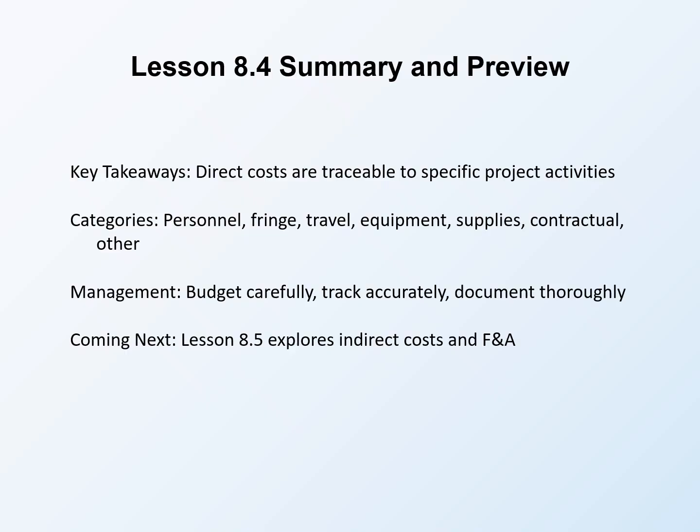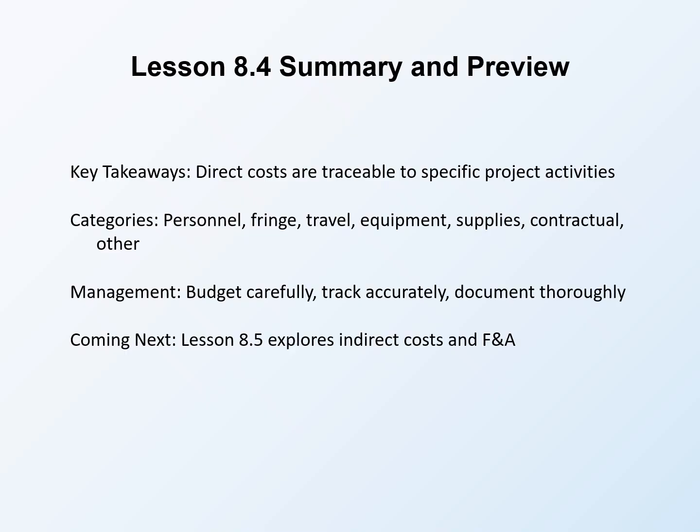Standard direct cost categories include personnel, fringe benefits, travel, equipment, supplies, contractual, and other direct costs. Each category has specific considerations for budgeting and documentation. Understanding these categories helps you organize your budget properly and ensure completeness. Effective direct cost management requires careful budgeting aligned with proposed activities, appropriate charging to the correct grants, thorough documentation of all expenditures, and active monitoring throughout the project. Building these practices into your routine grant management makes compliance straightforward and enables successful project implementation.